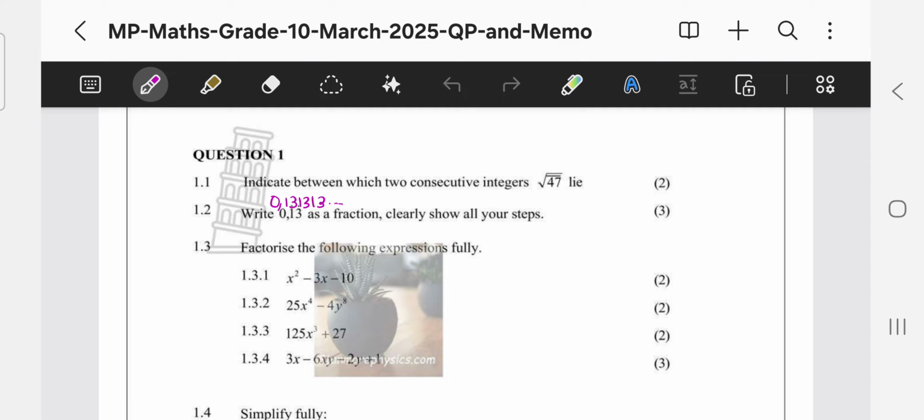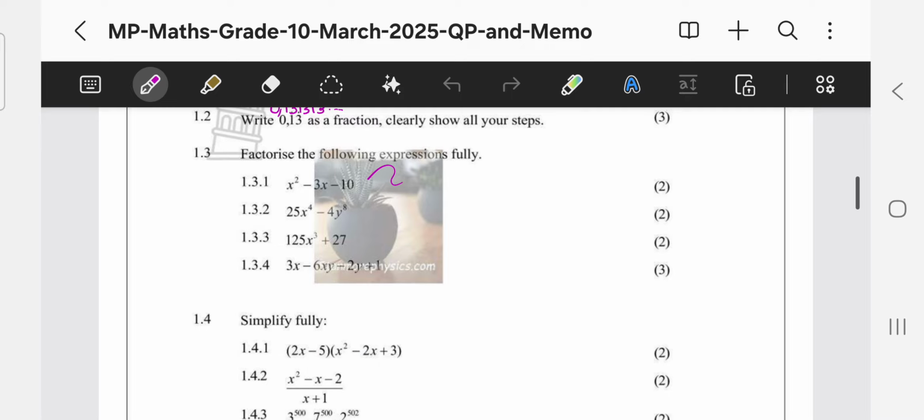Let us now go on to 1.3, and for this question we are required to factorize. 1.3.1, we are given x squared minus 3x minus 10. And you guys remember that in grade 10, you have many different types of factorization, and your aim is to identify the format that each question is in. This x squared minus 3x minus 10 is a quadratic trinomial.